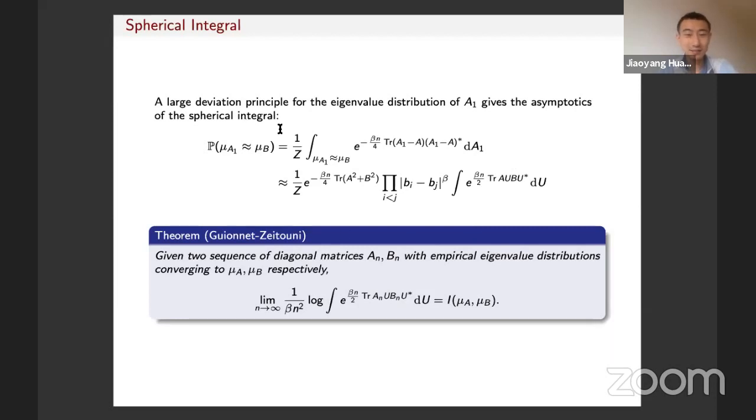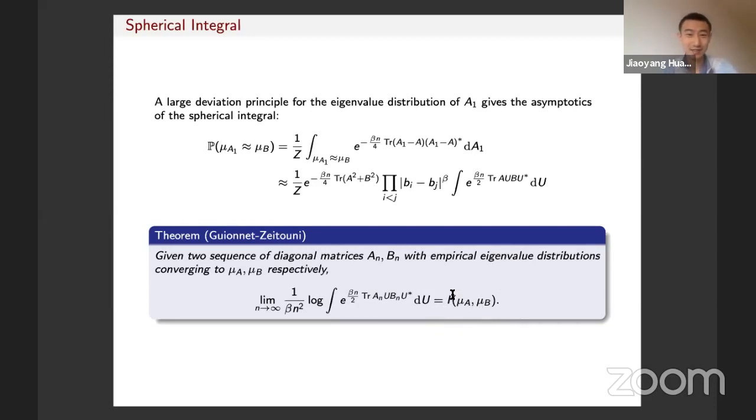Using this relation between the matrix Brownian motion and the spherical integral, in the paper by Guionnet and Zeitouni, they showed that if we are given two sequences of diagonal matrices A_N and B_N, with the empirical eigenvalue distributions converging to mu A and mu B respectively, then the log of the spherical integral divided by beta N squared has a limit given by some functional I(mu A, mu B).